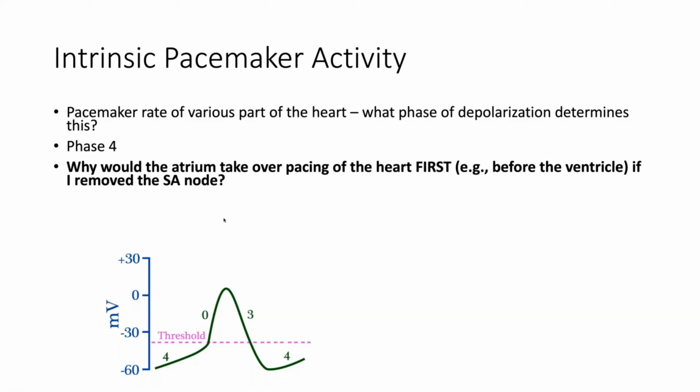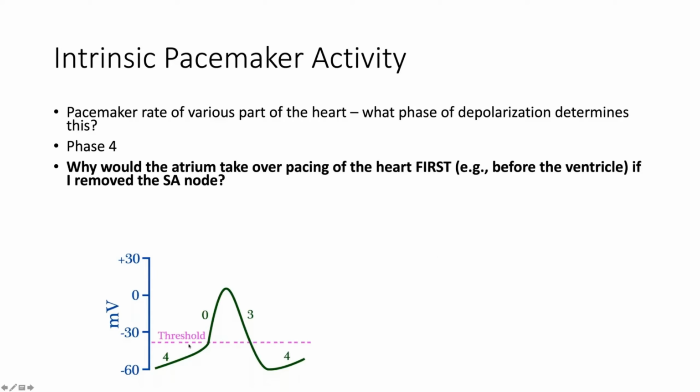I don't know. Think about it. What determines who is going to reach depolarization first, the atria or the AV node, and why? The atria, because the SA node is located in the atrium. No. It all has to do with the phase 4 depolarization. In other words, remember the heart rate is determined by what aspect of the phase 4 depolarization? The slope. The slope, yeah.